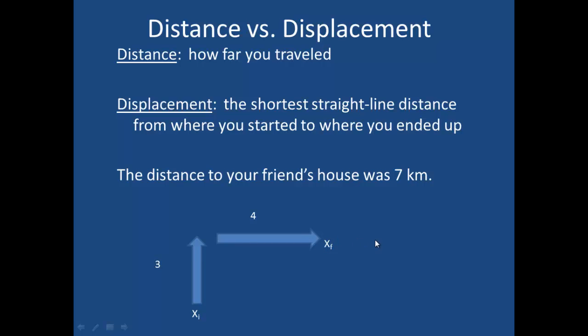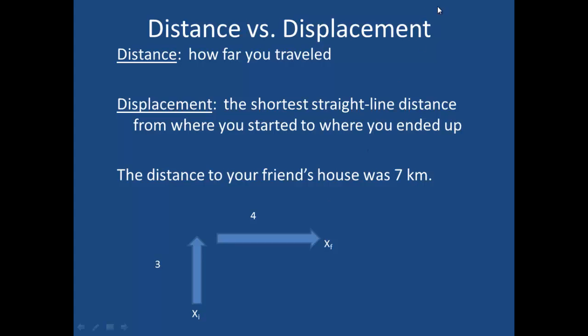Our distance is 7 kilometers. So 3 this way, 4 this way. We just add those two together to get our total distance traveled. You can think of this as what would show up as the mileage that you have driven, or in this case, how many kilometers you've driven in your car.